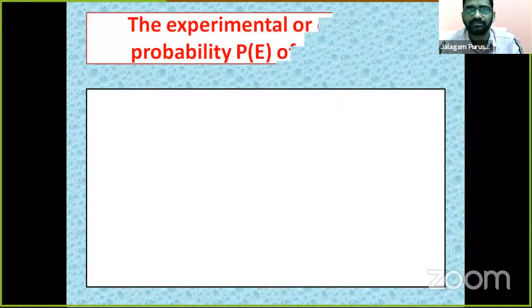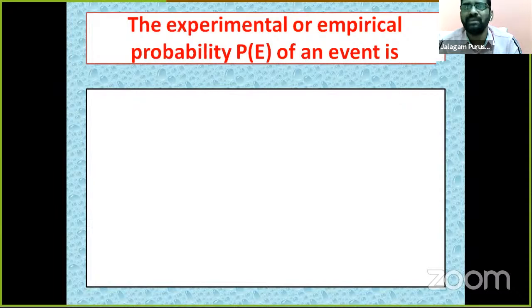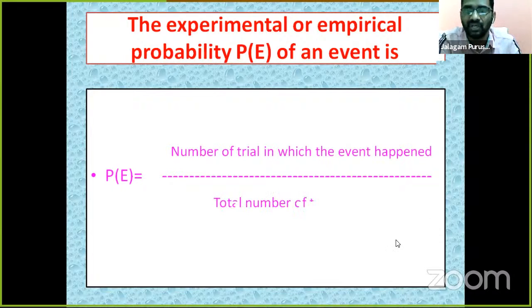So children, using the previous experiments, we try to give the formula of probability. Listen, the experimental or empirical probability P of E. Here, P means probability and E means event. Children, please note down this formula: P of E, the probability of an event, is equal to the number of trials in which the event happened divided by the total number of trials.